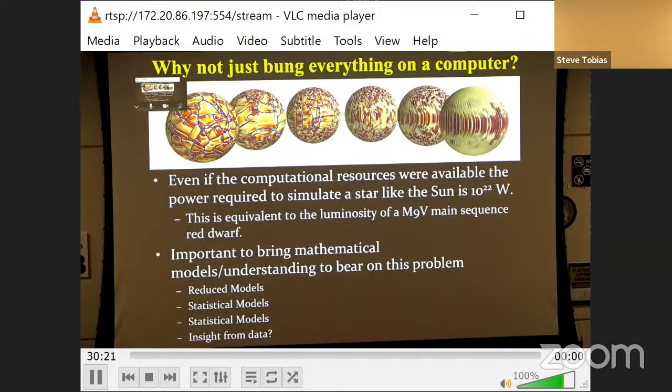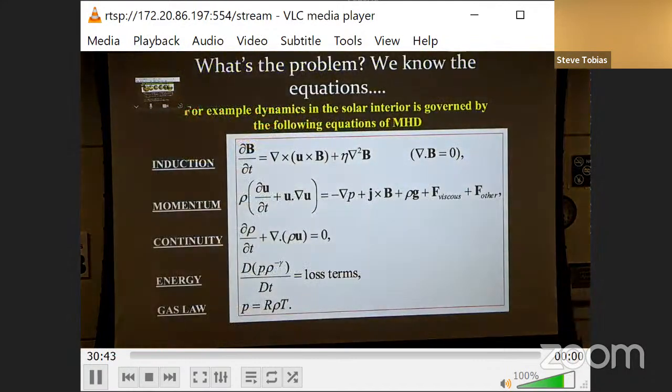So I think it's important to bring mathematical models and understanding to bear on this problem. Oh, it's so important, I said it twice. Look at this. We could do reduced models, statistical models, or we could get insight from data. So I'm going to talk about all of these things, perhaps, depending on how much time I have.